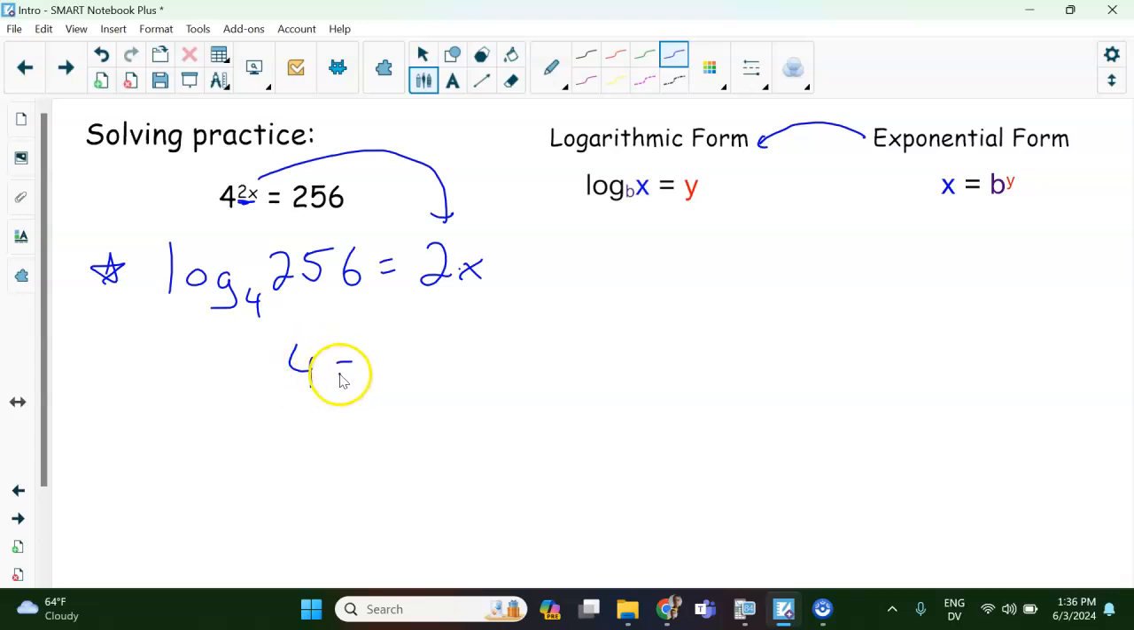Okay, so now we got 4 equals 2x. Now just divide by 2 and boom, we got our answer of 2.